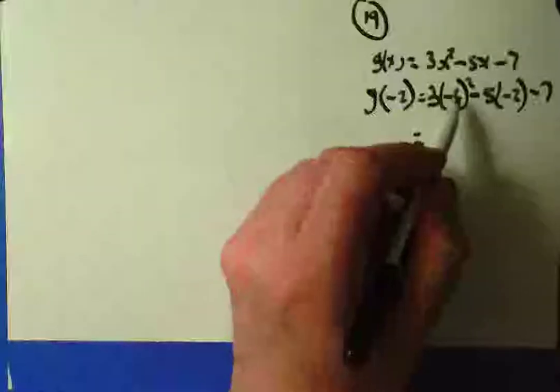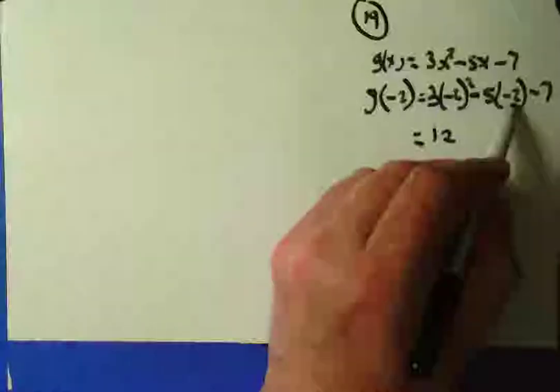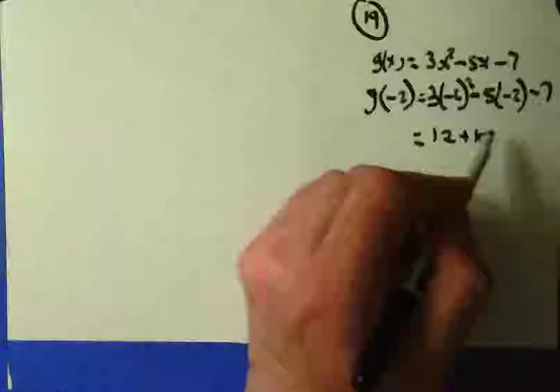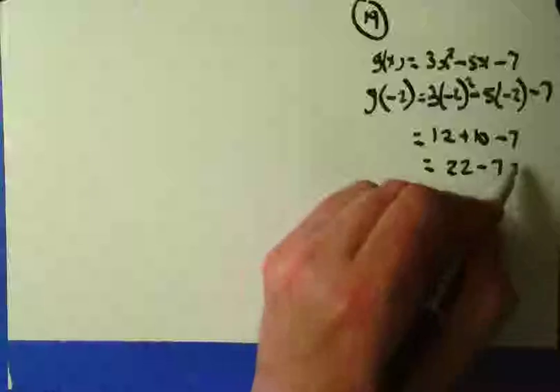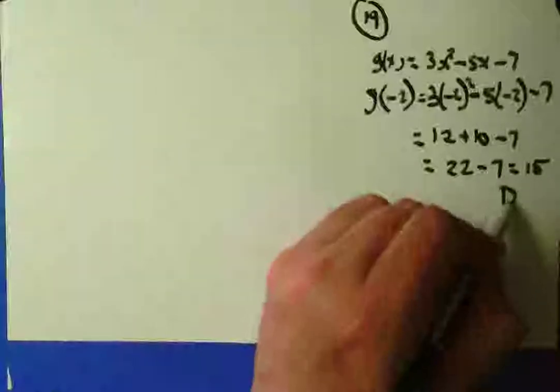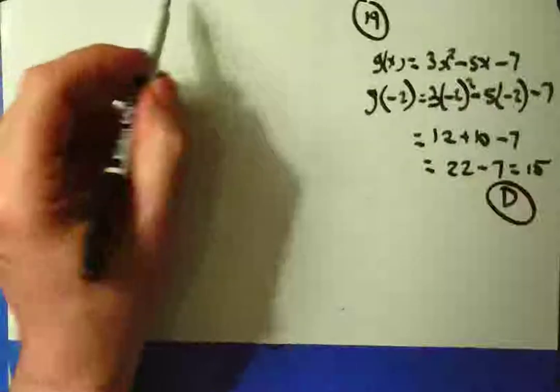Negative 2 squared is 4. 4 times 3 is 12. Negative times negative is positive 10 minus 7. So I get 22 minus 7, or 15, and that's choice D. Okay, 20.